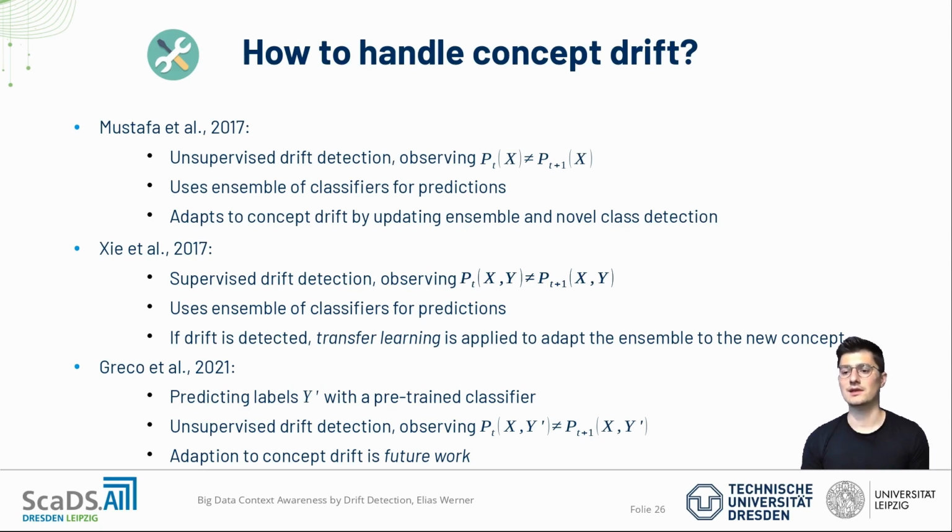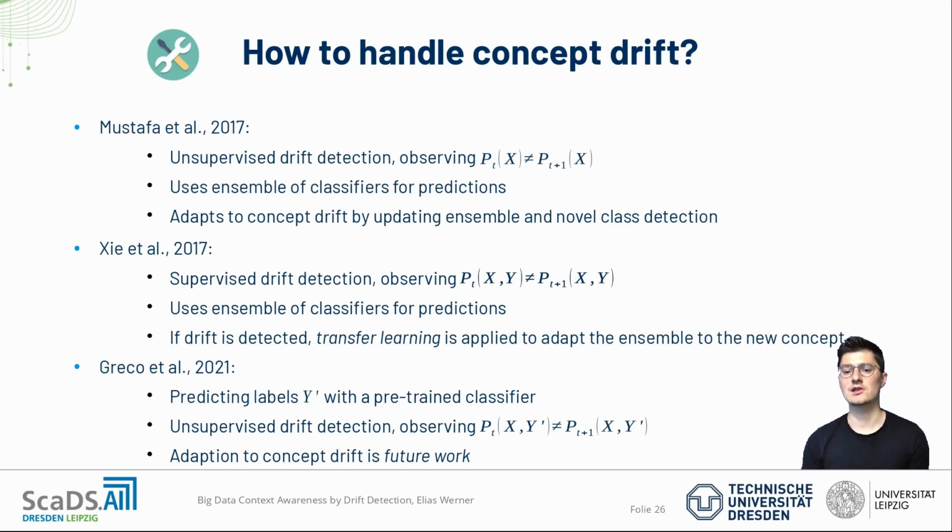The first example here was introduced by Mustafa et al. in 2017. It is an unsupervised drift detection method observing the probability distribution over the input values. It uses then an ensemble of classifiers for predictions and adapts to concept drift by updating this ensemble, and it supports also novel class detection.